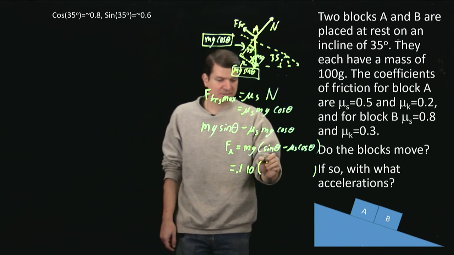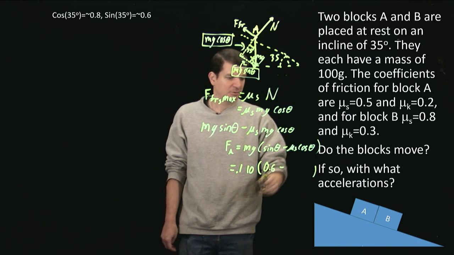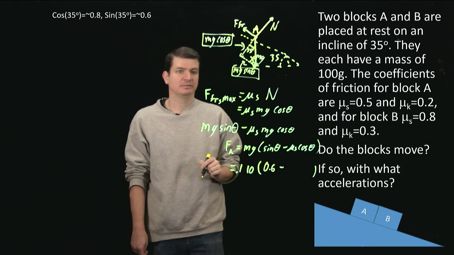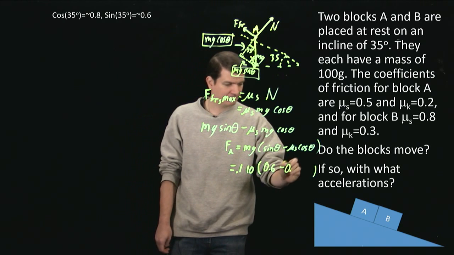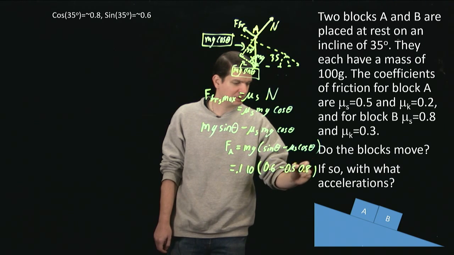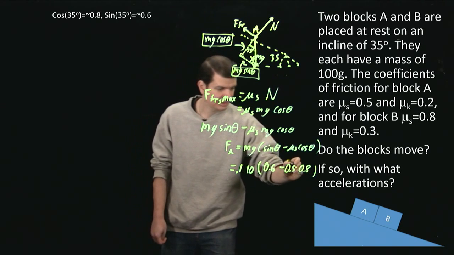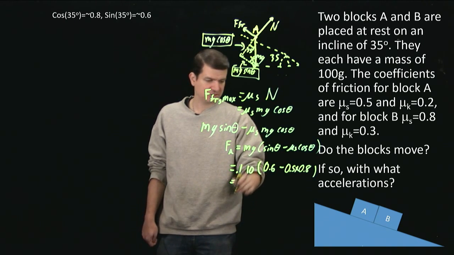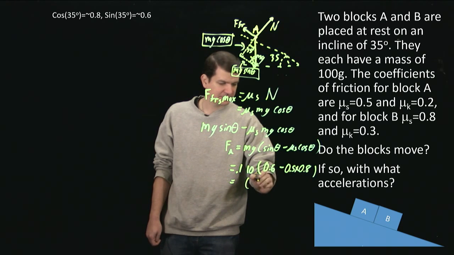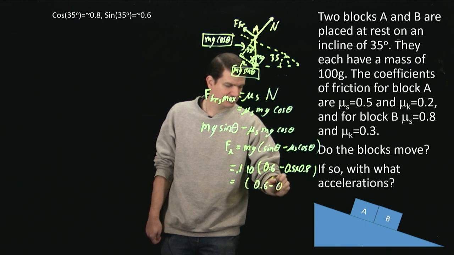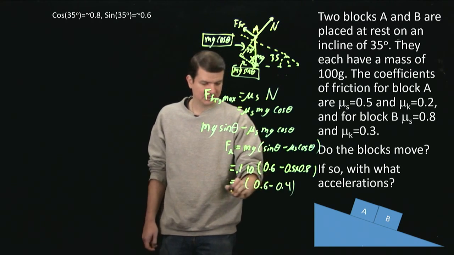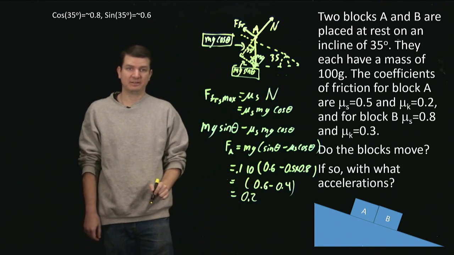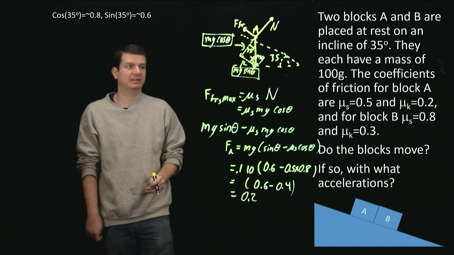So the sine is 0.6. Mu s, in this case, for block A, looking at that, is 0.5. And cosine is 0.8. And those two are multiplied. So we're looking at 10 times 1/10, which gives us 1, times 0.6 minus 0.4. So just 0.2. But that's greater than 0. So block A wants to slide.